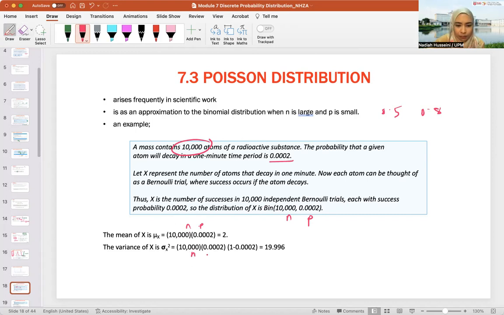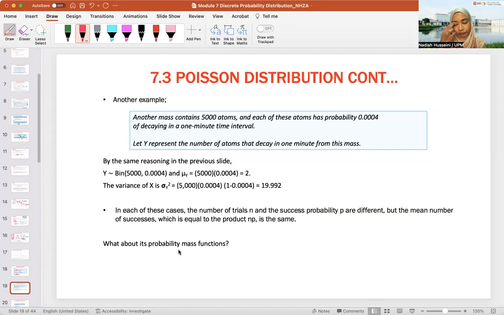So this is NP, and this is 1 minus P. The variance is the product of N with P and 1 minus P. So this is your variance. If you want to find out what the standard deviation is, of course, just use the square root. You would get your standard deviation. Someone made a mistake on this one as well in the test. Okay, so bear with me.